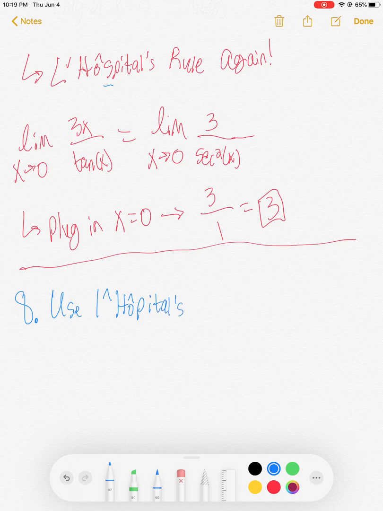Next up, let's look at problem 8. This one, again, tells us to use L'Hopital's rule. I think I misspelled it. Yeah, I misspelled it here. I put an S. Thankfully, math, and I capitalized the L out front.